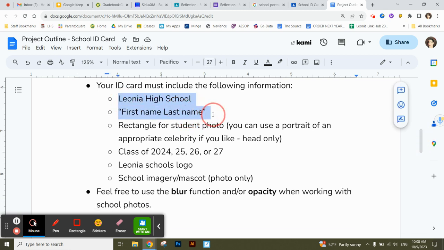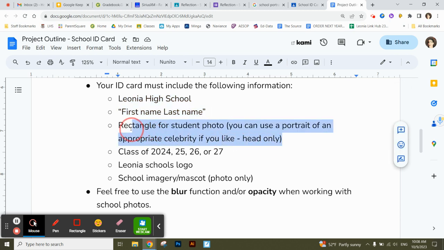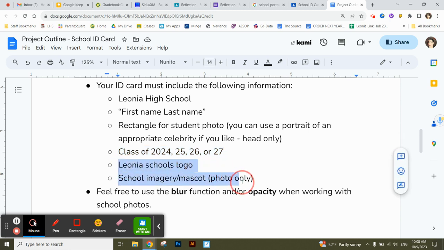It's got to say Leonia High School, a first name and a last name. So again, you could use yours or you could do a famous person. Rectangle for a student photo. It could be you or a famous person. We're going to do it for basically freshman, sophomore, junior, senior. You decide. And then I'm going to let you go on the internet and find an LHS logo or a Leonia Public Schools logo.